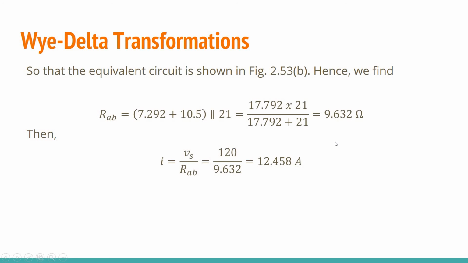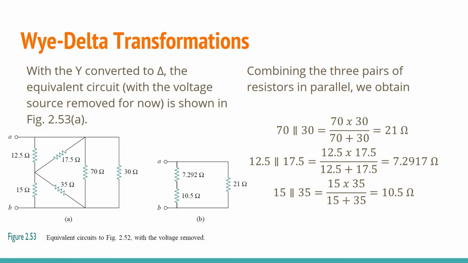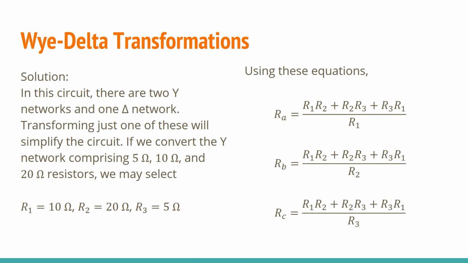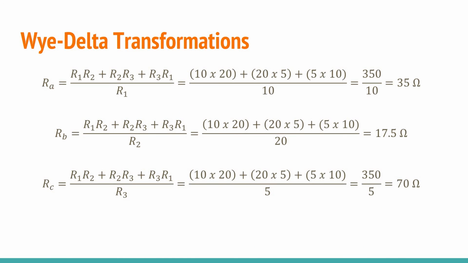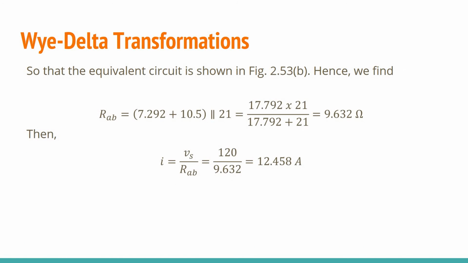What was asked? Was it the current? Let's go back to the question. Okay, and use it to find the current. So we need to find the current. The equation of the current: I equals the voltage source divided by RAB, the equivalent resistance.